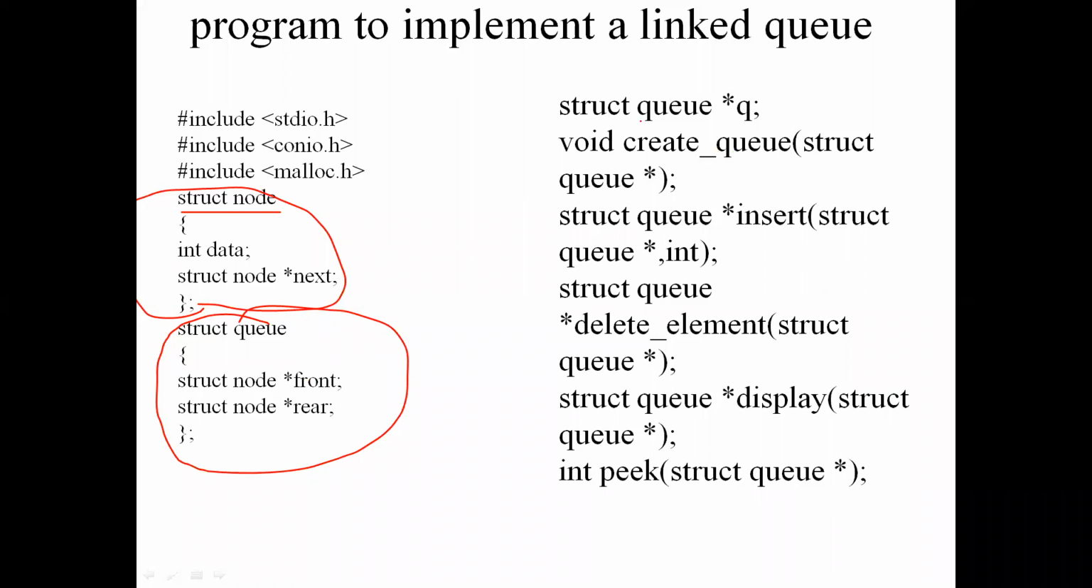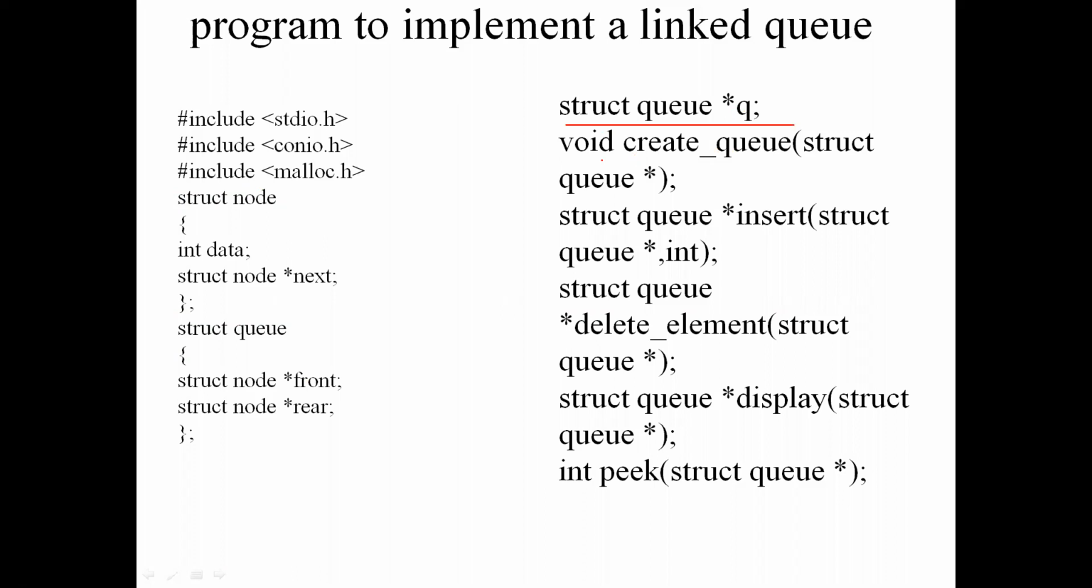Coming to the global variables, q is a pointer variable of struct q. Then you have a create q function. Very first you are creating a function, then insert q. So these are some of the functions that can be defined in this program: delete element, display, peek.